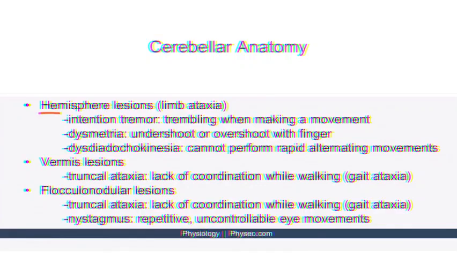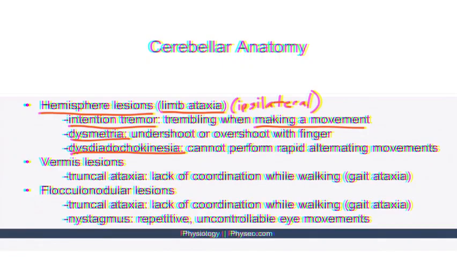If you damage the hemisphere, you get hemisphere lesions. Once again, you'll get limb ataxia. Recall that you'll get intention tremor, dysmetria, or dysdiadochokinesia. Intention tremor is trembling when making a movement. And remember, it's going to be on the ipsilateral side. So if the patient damages the right cerebellar hemisphere, then the right arm or right leg will demonstrate trembling when that patient is trying to move those limbs.